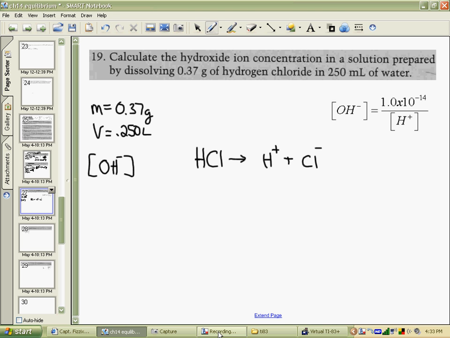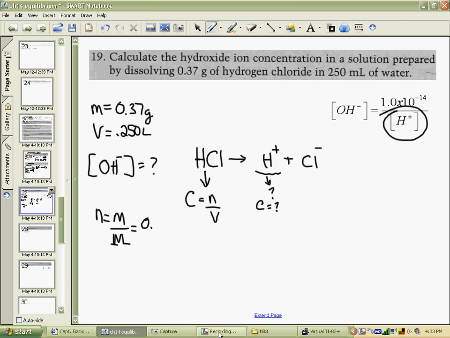To get that, we need the hydrogen ion concentration, which would be here in our equation. This is what we're looking for in order to get the OH. Do we know any concentration? We can figure this one out because the concentration is going to be moles per liter. We can get n of HCl by taking the mass and dividing by the molar mass. Our mass is 0.37 grams. Our molar mass of HCl is hydrogen and chlorine, 35.45. So we have 36.46 as our molar mass.